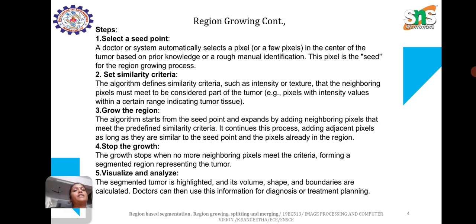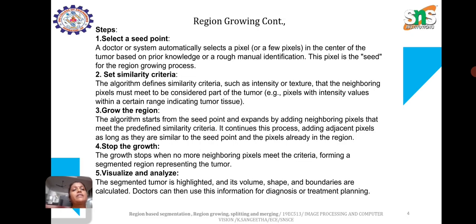And the second step is to set the similarity criteria. The algorithm defines the similarity criteria such as intensity or texture that the neighboring pixels must meet to be considered part of the tumor. Example, pixels with intensity values within a certain range indicating the tumor tissue.